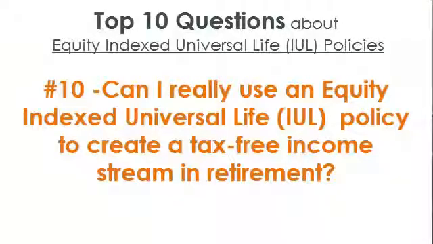Question 10 is, can I really use an equity index universal life policy to create a tax-free income stream in retirement? Yes, you can. Under current tax law, and once again, let me repeat that, under current tax law, you can have a completely tax-free income stream in retirement by utilizing Internal Revenue Code Section 72(e) that allows distributions to be taken from properly structured insurance contracts free of taxation.